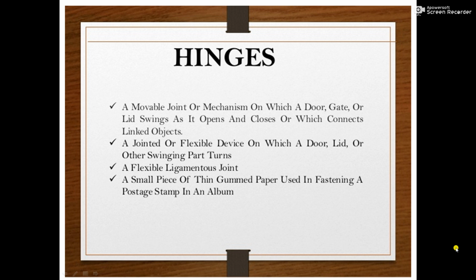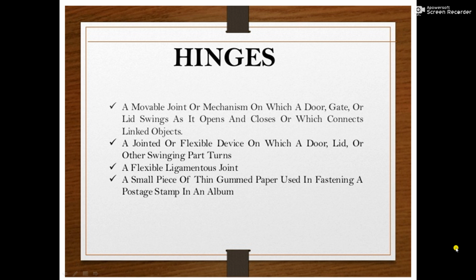So the hinge is a movable joint or the mechanism on which a door, gate or lid swings as it opens and closes, or which connects linked objects. A jointed or a flexible device on which a door, lid or other swinging parts turns. A flexible ligamentous joint, a small piece of thin gummed paper used for fastenings, a postage stamp in an album. So these are the hinges.